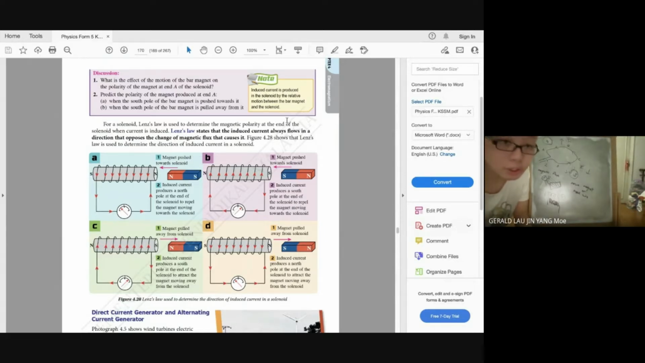Okay, solenoid, remember the solenoid wire, the current will flow from the north to the south, the solenoid's wire. So, the magnet is pushed towards the solenoid. The induced current produces a north pole at the end of the solenoid to repel the magnet moving towards the solenoid.